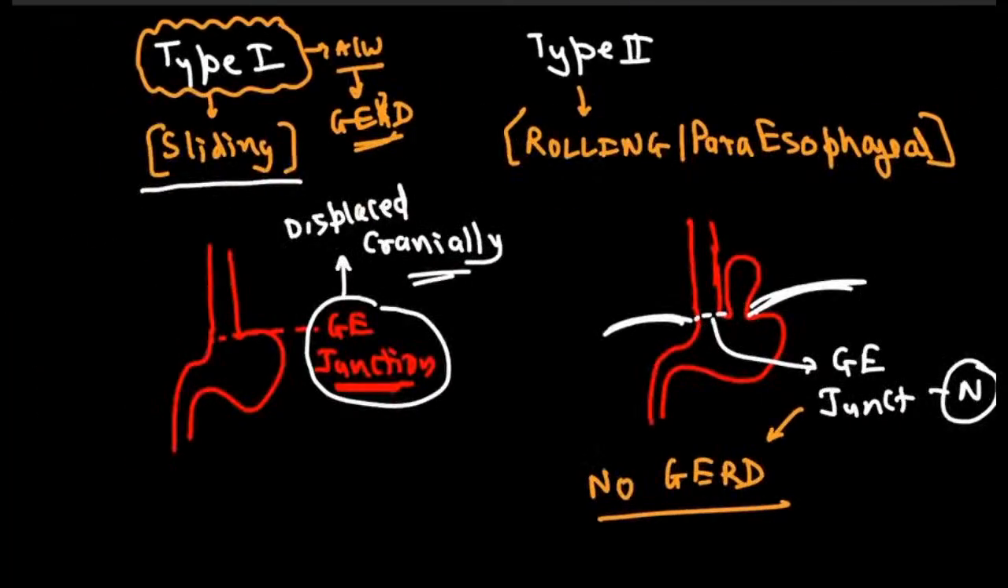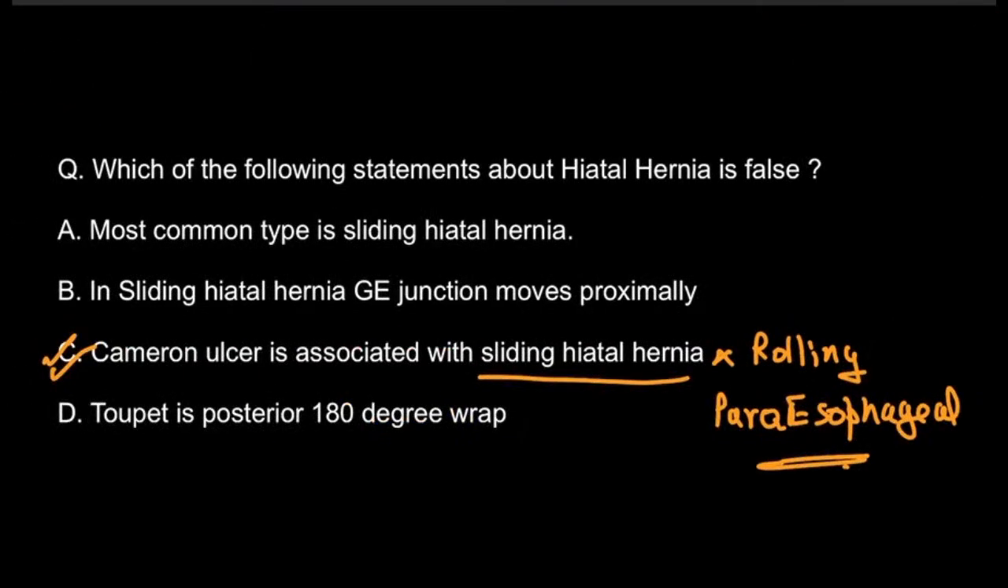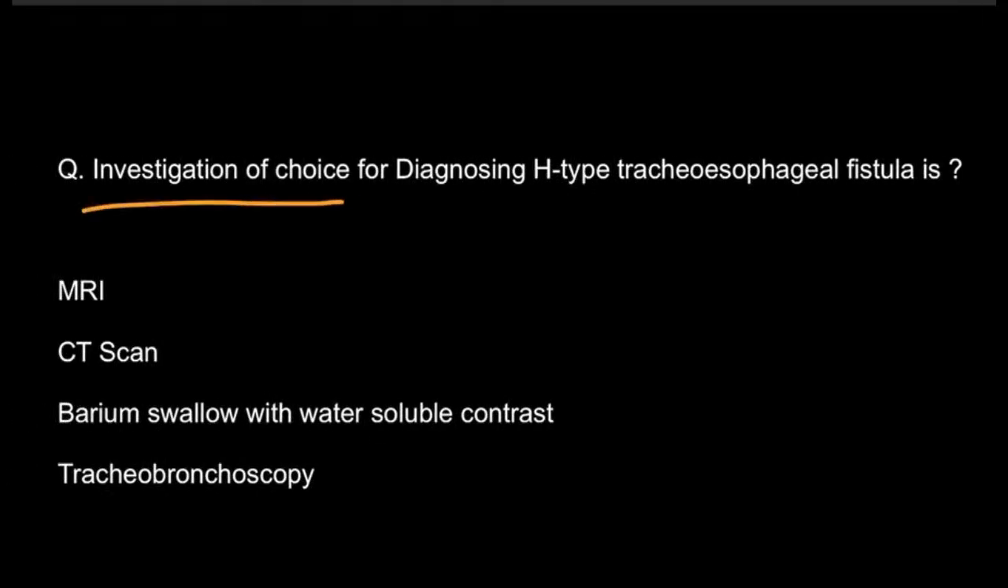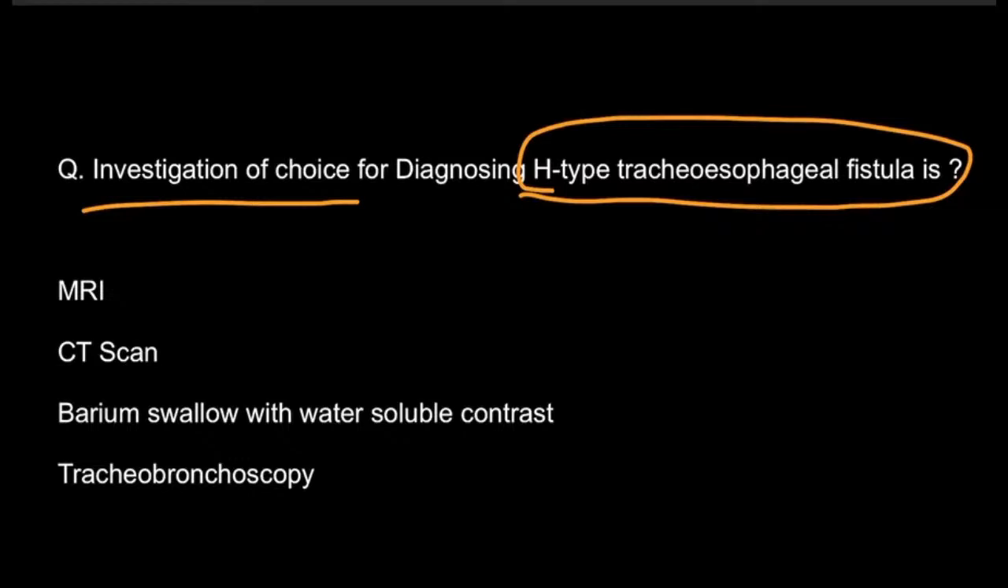Okay, so this is the basics of the difference between the hiatus hernia, type 1 and type 2. Cameron's ulcer is not associated with the sliding, it is associated with the rolling or paraesophageal hiatus hernia. Now, investigation of choice for diagnosing an H type of tracheoesophageal fistula. Now guys, what is a tracheoesophageal fistula? Nothing great about this. Here there is a communication between the trachea and the esophagus, right? That's what you mean by a tracheoesophageal fistula.